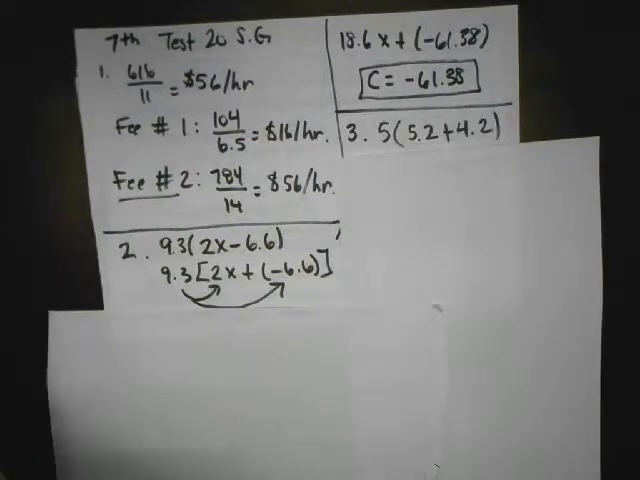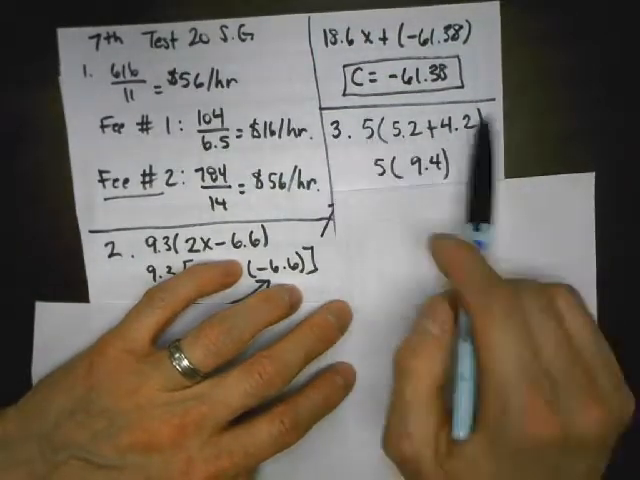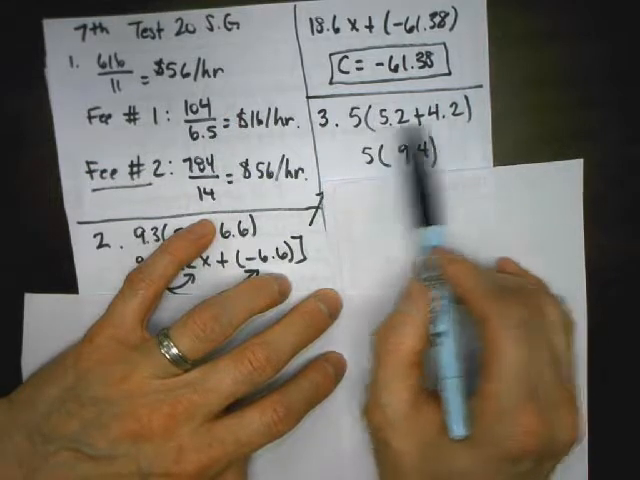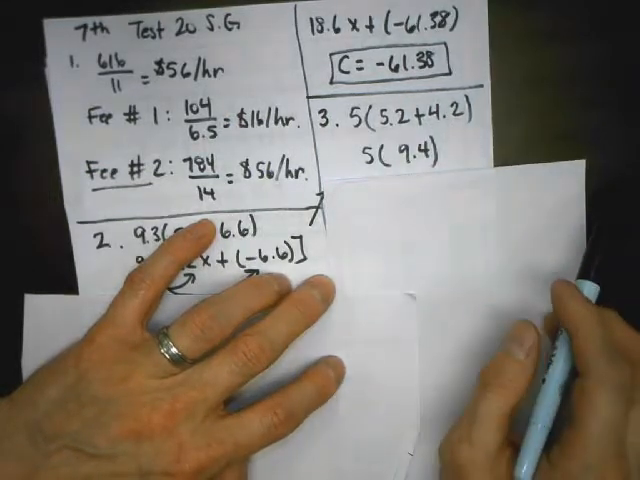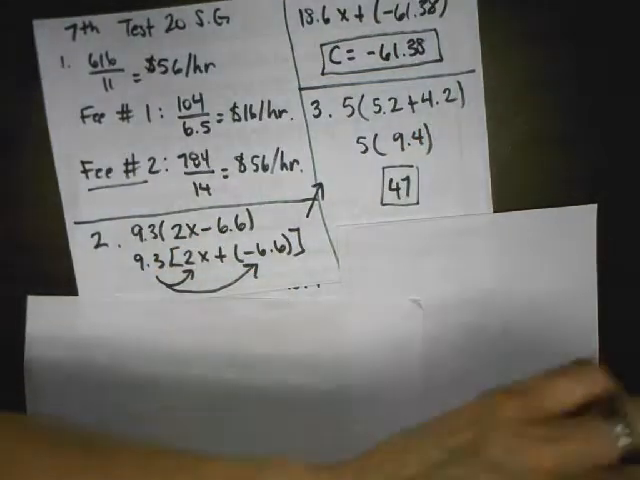So we're on problem number 3 now. Number 3 says find the value of 5 times this quantity. Well, what you do is you go inside first. Now you could distribute, of course, but it's easier just to go inside and add those two since they're like terms, they're both constants, right? So 9.4 times 5 is 47.